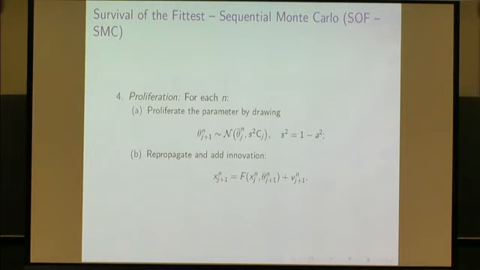And this is how they proliferate. So this is a proliferator. So now there are two proliferators. The proliferation of the parameters is going to be done with this Gaussian here. And then there is a propagation and the innovation for the particles.